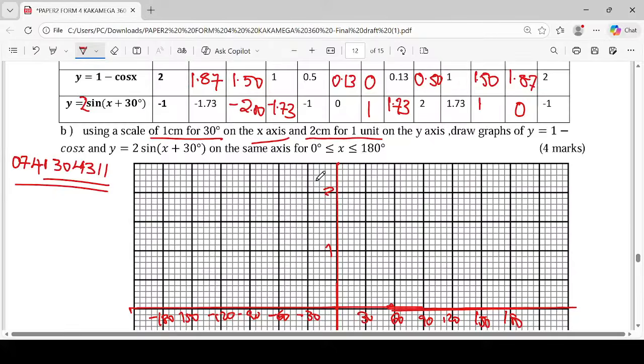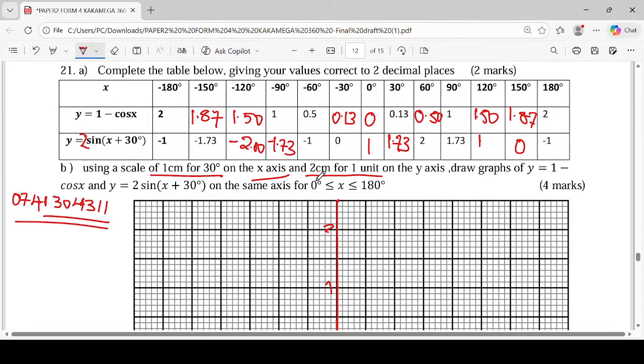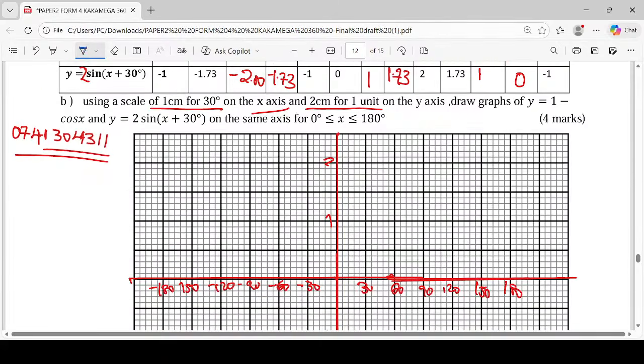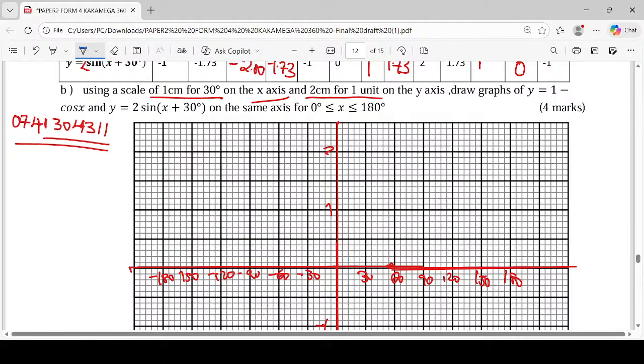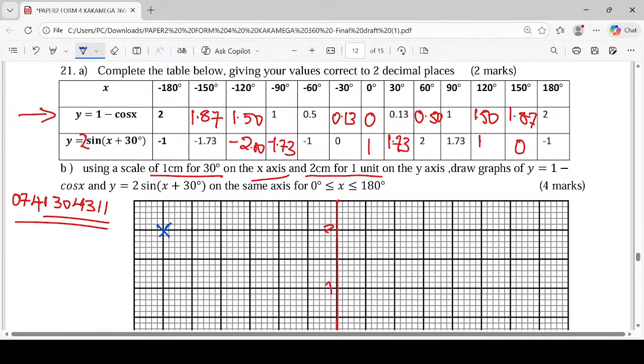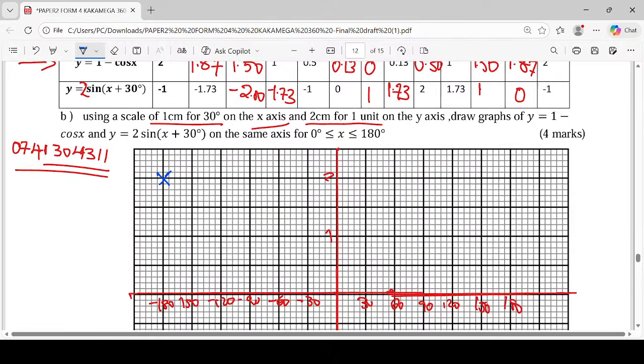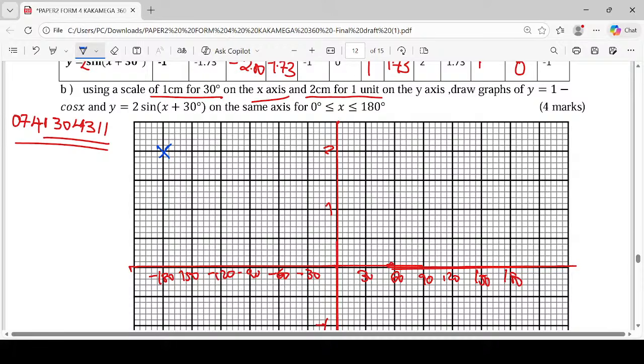So let's do the plotting. I want to plot this first equation. At negative 180, it is 2. Let me use a blue ink to plot it. Negative 180, it is at 2 here. Negative 150, it is at 1.87. That's just like 1.9.